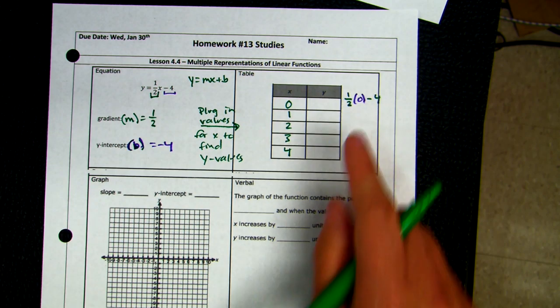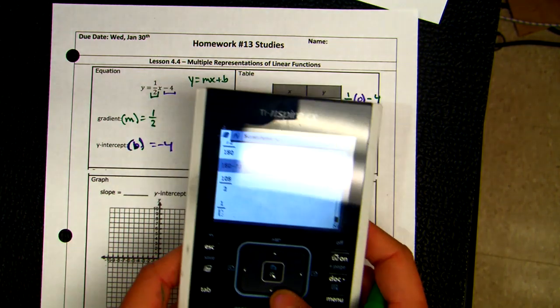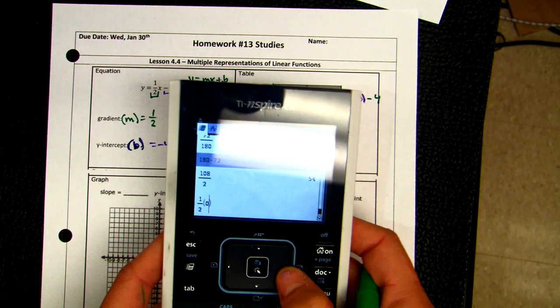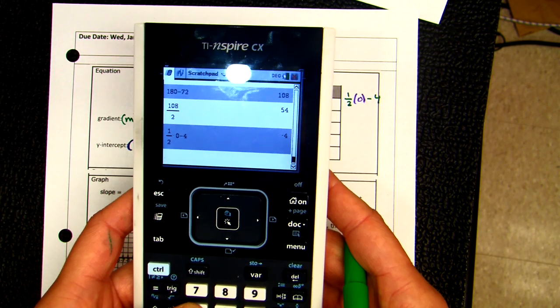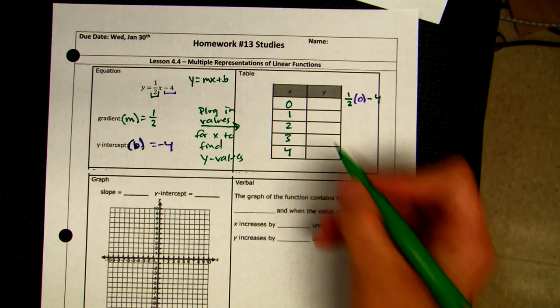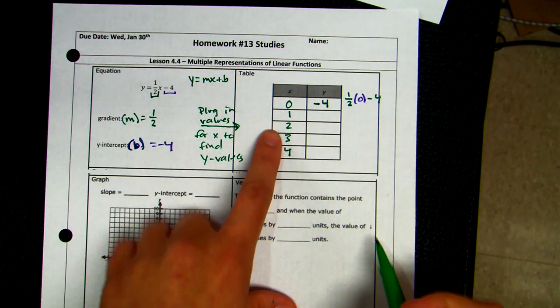So when I plug that into my calculator, I'm going to do 1 over 2 times 0 minus 4. When I plug that into my calculator, I get -4. So I know my y value here is -4. I'll do one more with y'all, and then I'll let you do the rest of them yourself.